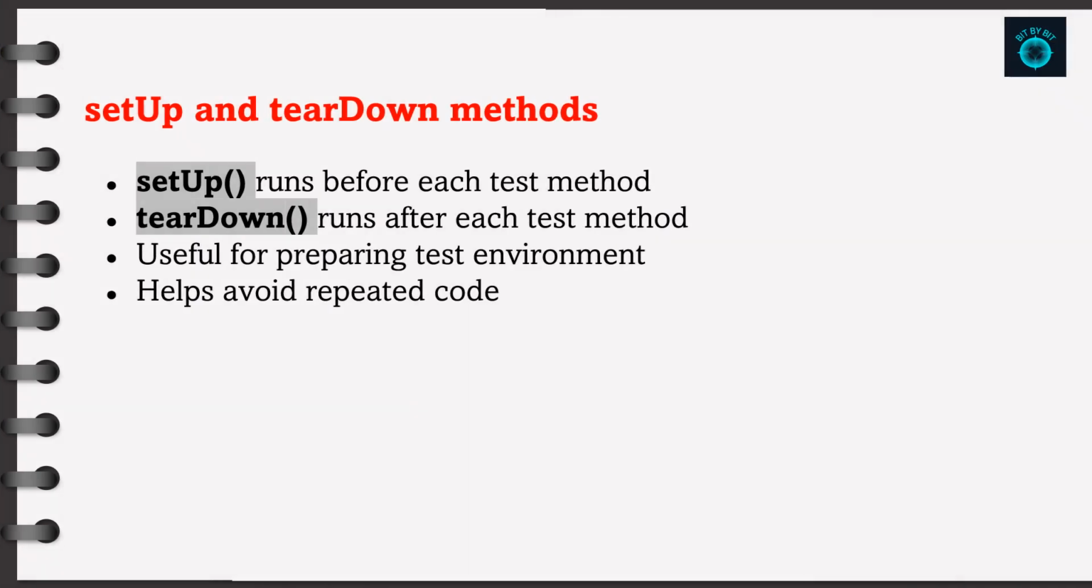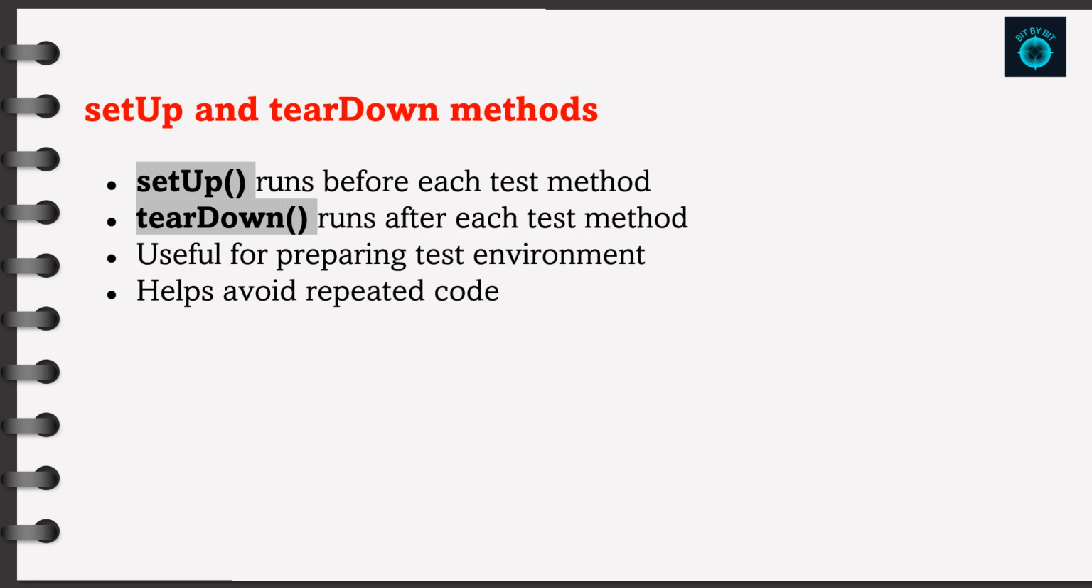Setup and teardown methods. In unittest, the setUp and tearDown methods help you manage preparation and cleanup before and after each test runs. The setUp method is automatically called before each test. You can use it to create objects, open connections, or set up any shared resources your test needs. The tearDown method runs after each test and is used to clean up, for example, closing files or resetting states.